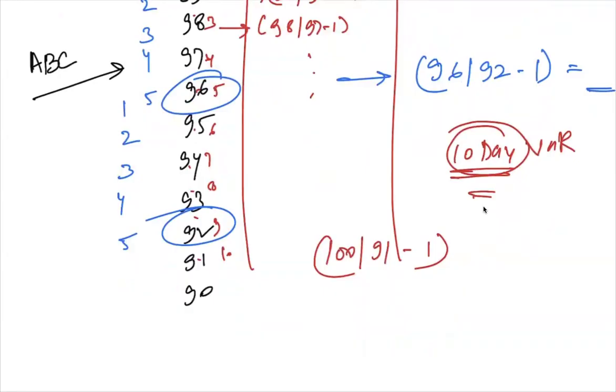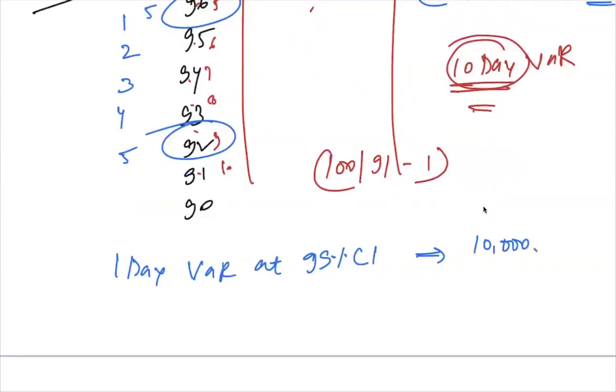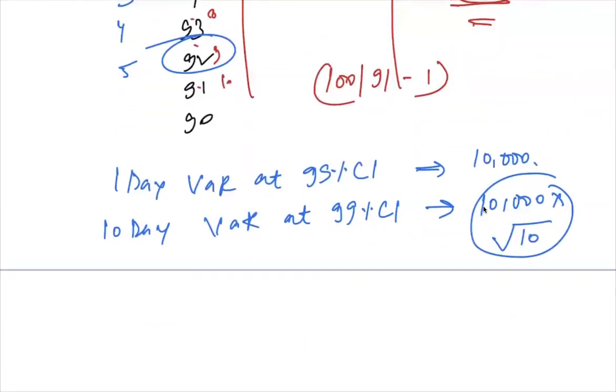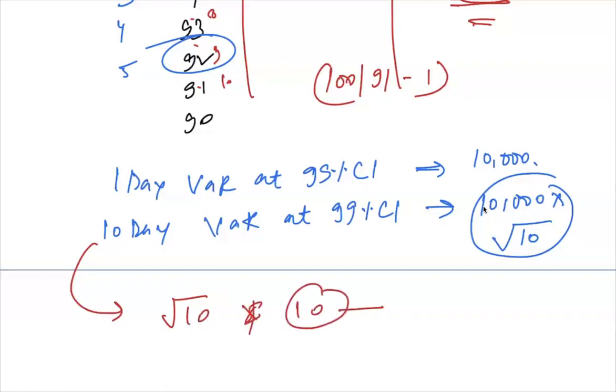Let's say I've gotten 1 day value at risk at 99% confidence interval as, let's say, $10,000, and I want to get 10-day value at risk at 99% confidence interval. So what I'll do is 10,000 multiplied by square root of 10. This will give me 10-day value at risk. Now the question is, why are we multiplying it with square root of 10 and not just 10?